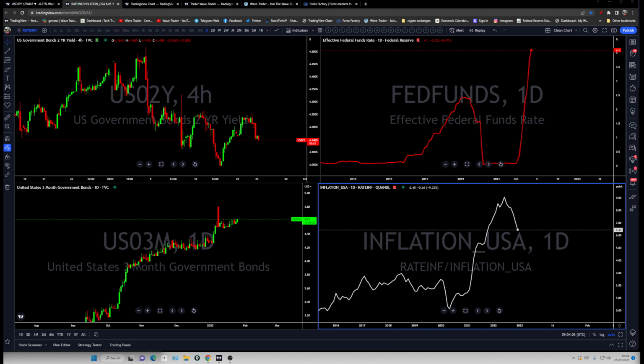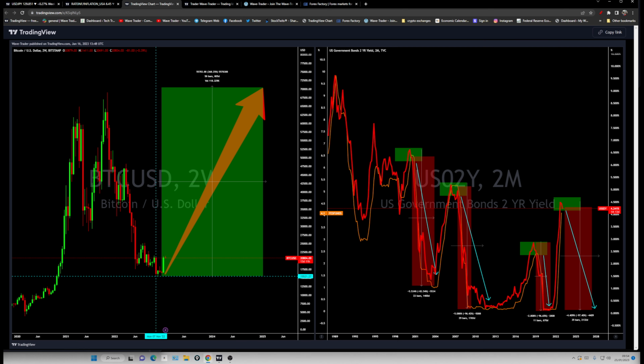So if I look at another chart, ignore the Bitcoin chart. Let's look at this: the Fed fund rate and the 2-year yield. The orange is the Fed fund rate and the red is the 2-year yield. So in history, back in 2000, when the 2-year yield dropped below the Fed fund rate, the Fed started to cut the rates. The Fed never raised the interest rate. The same happened again in 2007, when the 2-year yield dropped below the Fed fund rate.